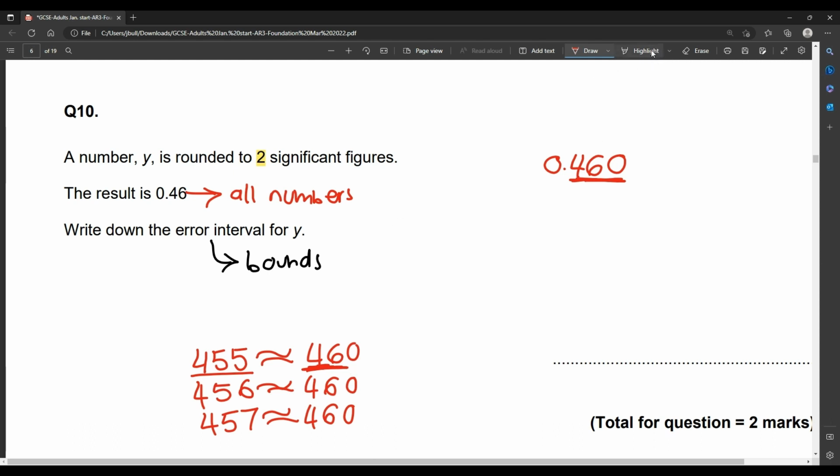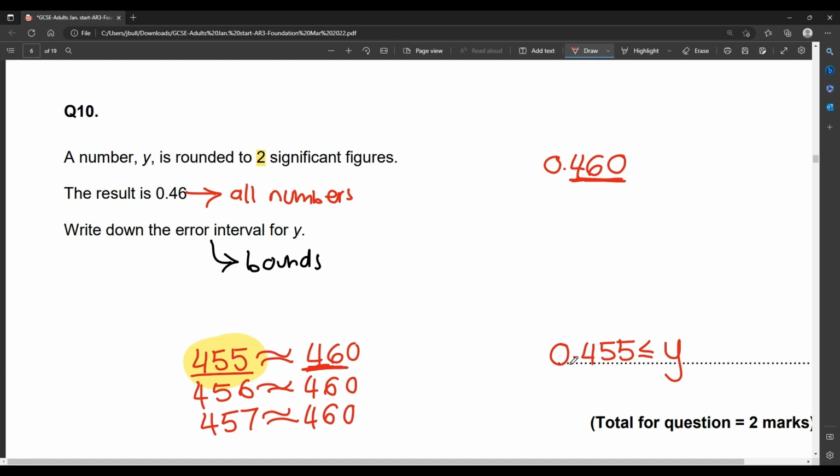We can see the smallest number that rounds up is this 455. So that is what we call our lower bound of an error interval. It starts at 0.455. All of those numbers round up to y.